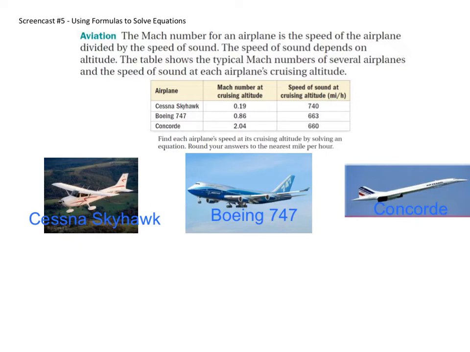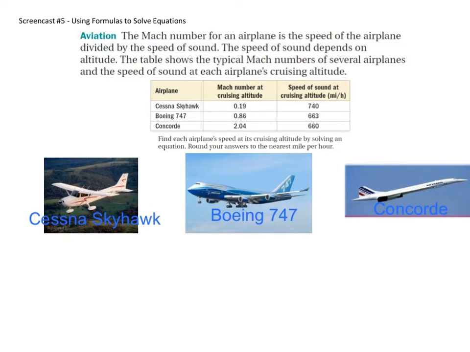Alright, so let's start. The Mach number, maybe you have heard of that word before, of an airplane. The Mach number for an airplane is the speed of the airplane divided by the speed of sound. That is interesting. We are going to need that information. The speed of sound depends on altitude. The table shows the typical Mach numbers of several airplanes and the speed of sound at each airplane's cruising altitude.